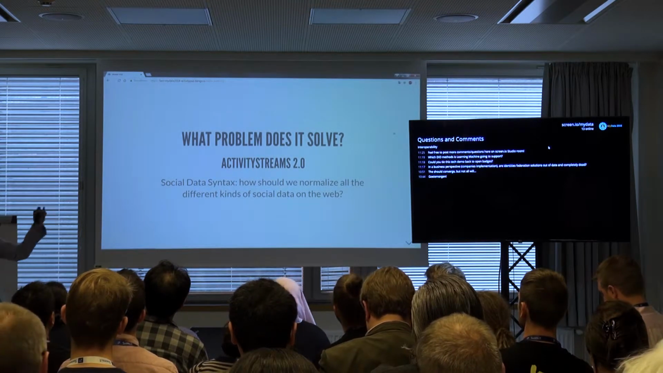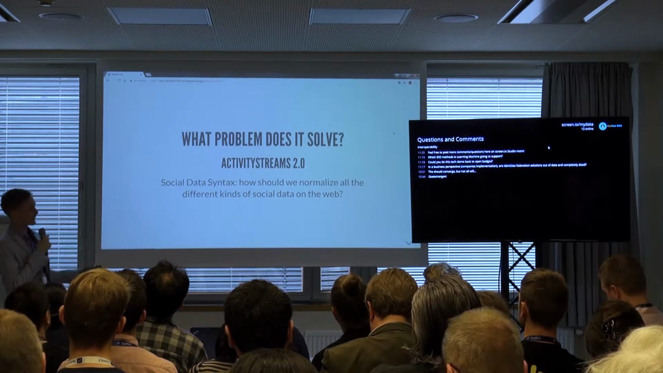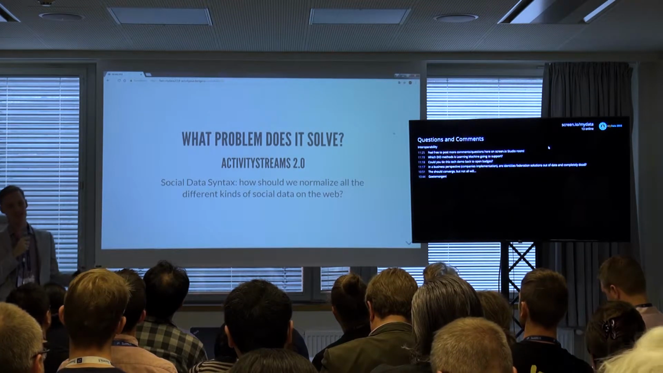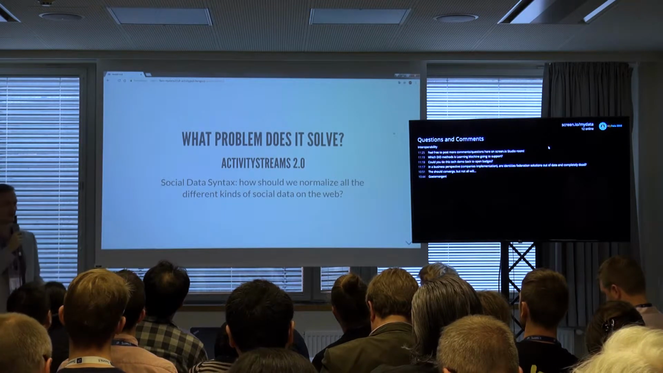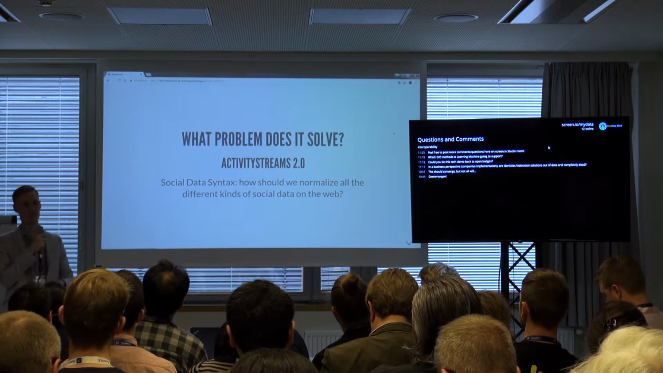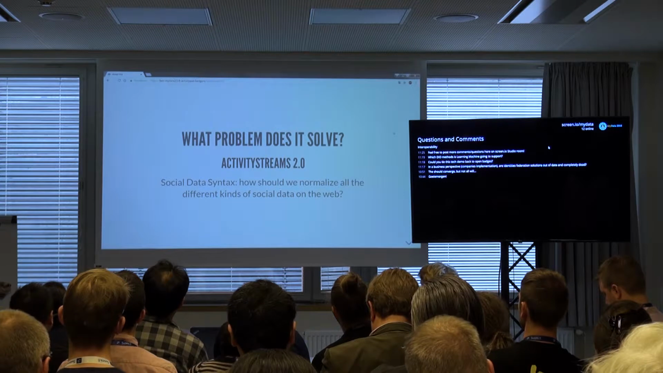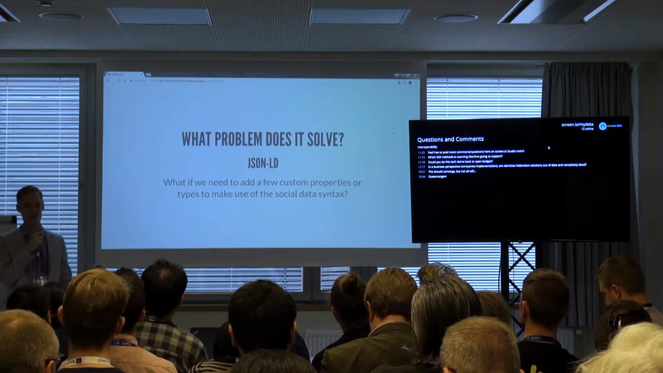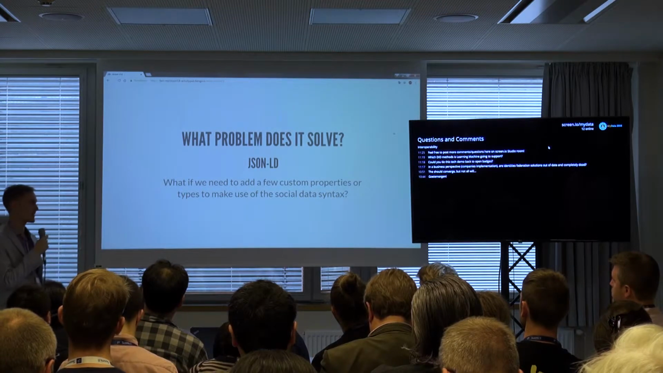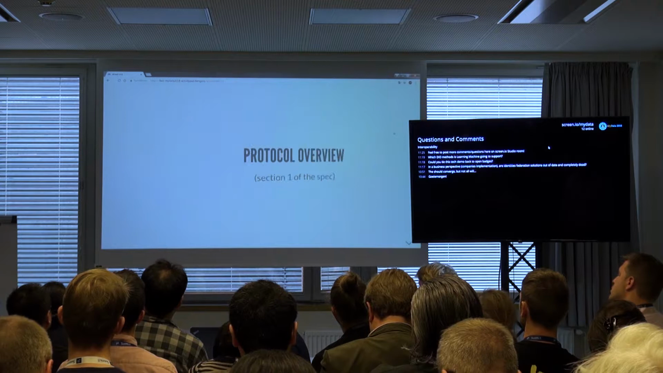So I mentioned that ActivityPub makes use of this Activity Streams vocabulary. What is it doing? It's basically a social data syntax, really a social data vocabulary that's manifested into JSON, but could easily be turned into XML or Turtle or whatever you want to do for linked data. So how should we normalize all these different kinds of social data on the web? Activity Streams can help. JSON-LD: what if we need to add extra fields to that vocabulary for certain business cases? JSON-LD helps you extend JSON with linked data.